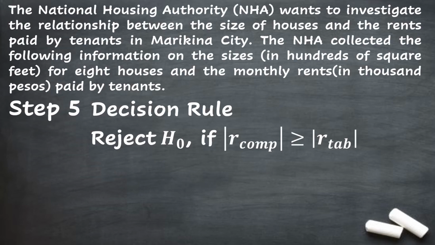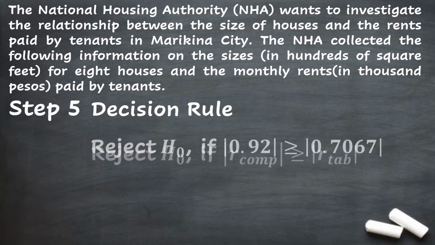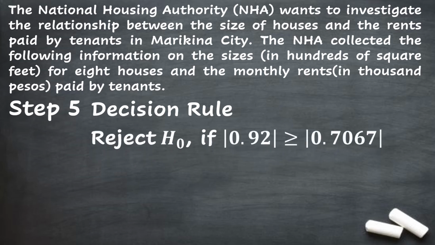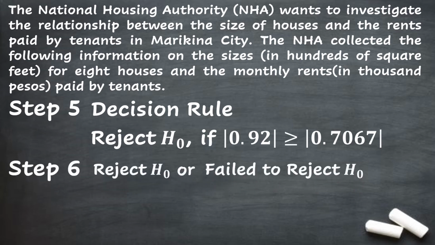Substituting the values for R computed and R tabular in the decision rule, we will have reject the null hypothesis if the absolute value of 0.92 is greater than or equal to the absolute value of 0.7067. Step 6, identify if we have to reject the null hypothesis or we fail to reject the null hypothesis.